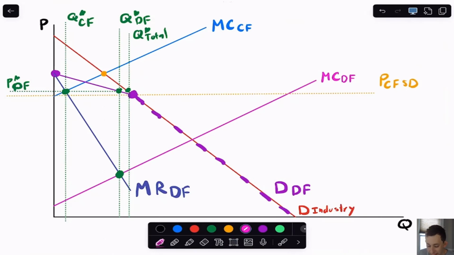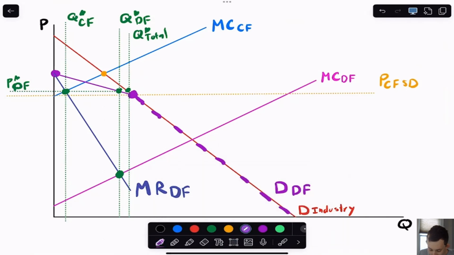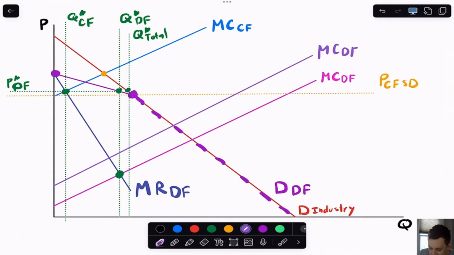Suppose what's happening is that for some reason the dominant firm's costs increase. And so now their cost, instead of looking like that pink line, is going to go up to this purple line that's going to look something like this. Okay, so here's MC DF1.